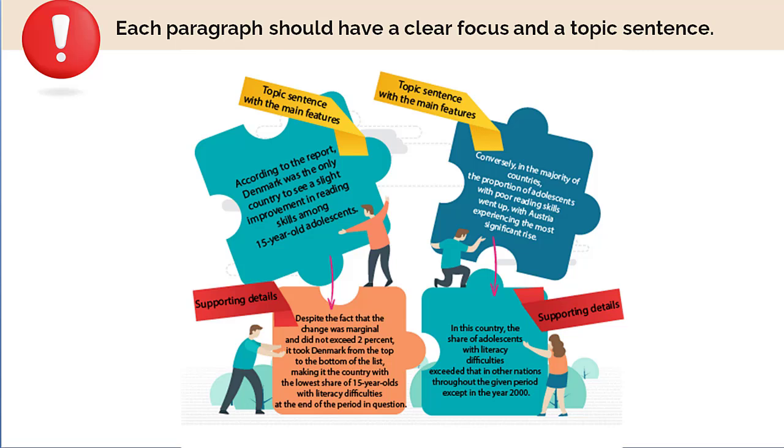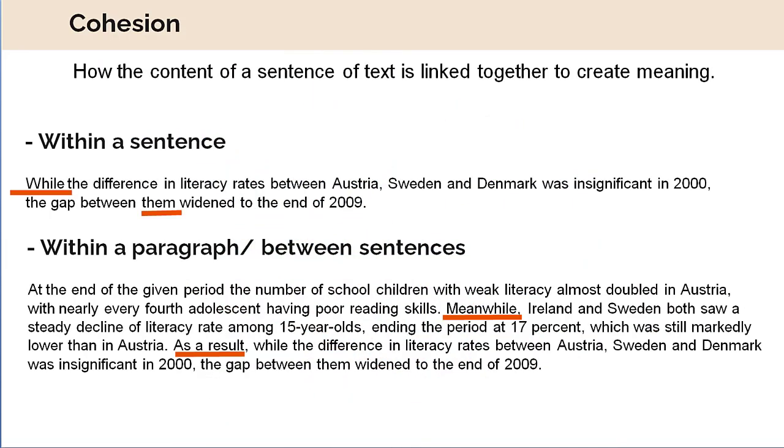So now we have covered coherence, but what is cohesion? Because as you remember, the evaluation criteria is coherence and cohesion. Cohesion refers to how the content of a sentence or a text is linked together to create meaning. And cohesion needs to be achieved within a sentence, within a paragraph, and even across paragraphs.